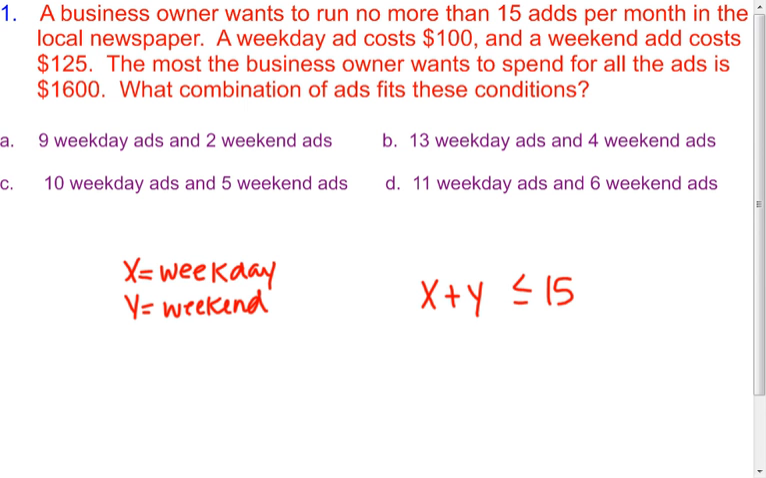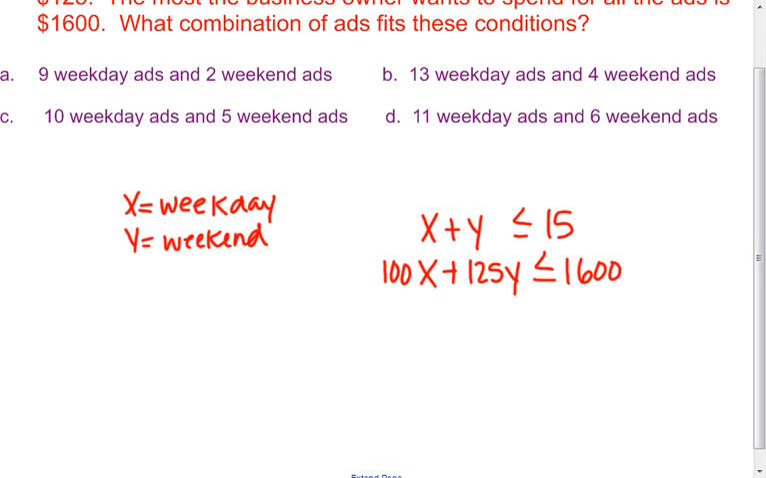Then there's an equation that goes with money. Okay, so it's $100 for a weekday ad. So it's $100 for every weekday ad plus $125 for every weekend ad. And he can't spend any more than $1,600. So that's what that equation would look like. Then it's going to give you some choices, and it wants you to say what combinations of ads would fit these conditions. So let's start with A here.